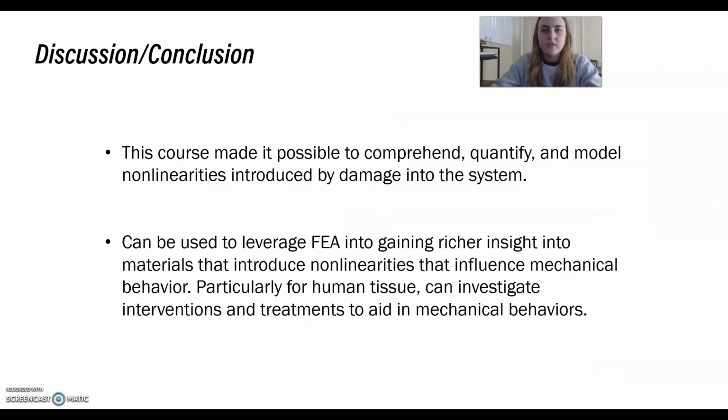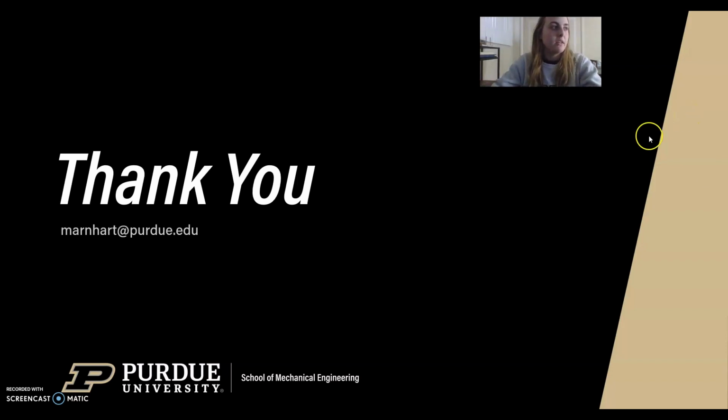And lastly, I would just like to conclude that this course made it possible to comprehend, quantify, and model nonlinearities introduced into the system by damage. And so we can really leverage FEA to understand materials and the mechanisms of the nonlinearities, and investigate and be able to treat and aid in these types of models, looking at these mechanical behaviors. And so, I just want to thank you all.